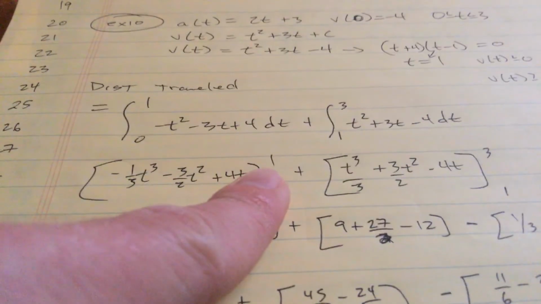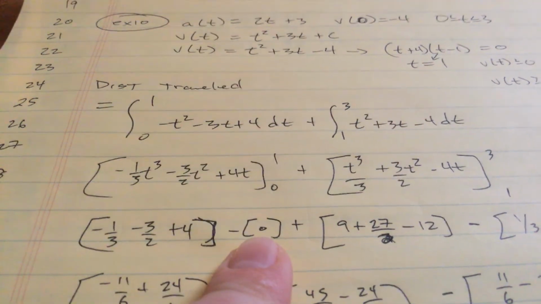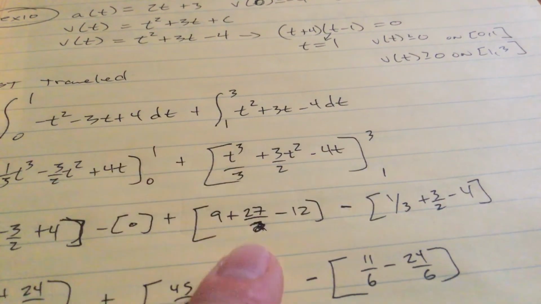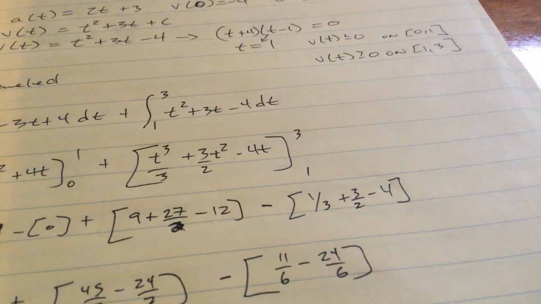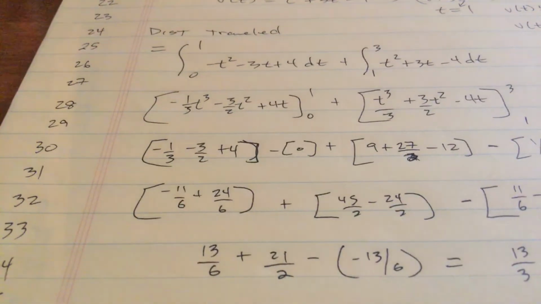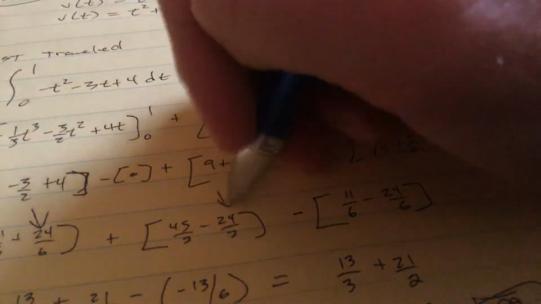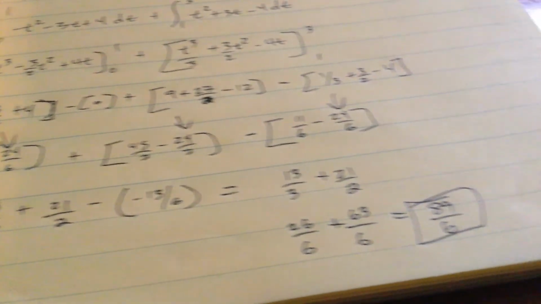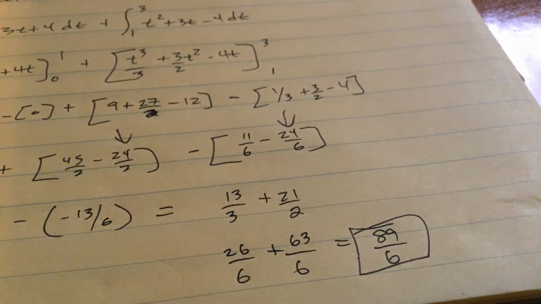All right, there is that antiderivative evaluated at 1, that antiderivative evaluated at 0, plus this antiderivative evaluated at 3, minus this antiderivative evaluated at 1. Again, pause this if you need, and this is just me doing arithmetic, all right? I didn't have a calculator there at the time, so you do whatever you want. Anyway, 89/6.